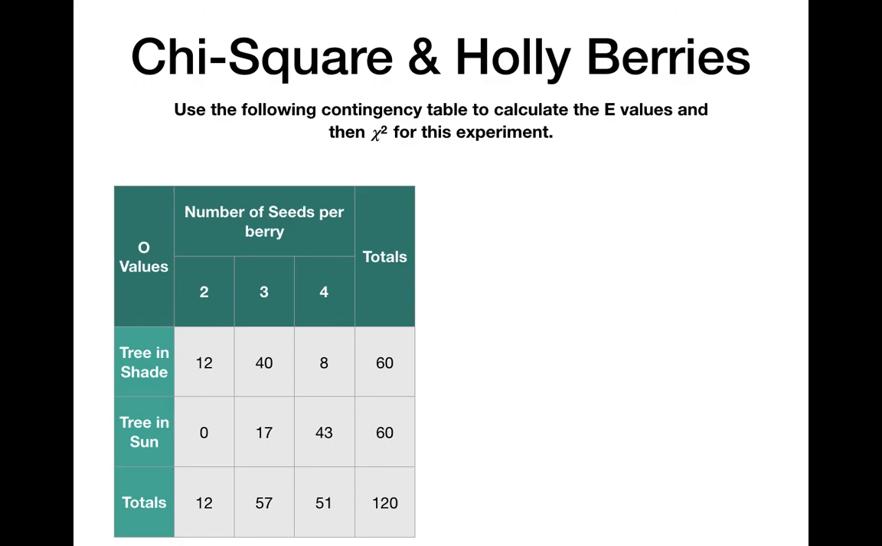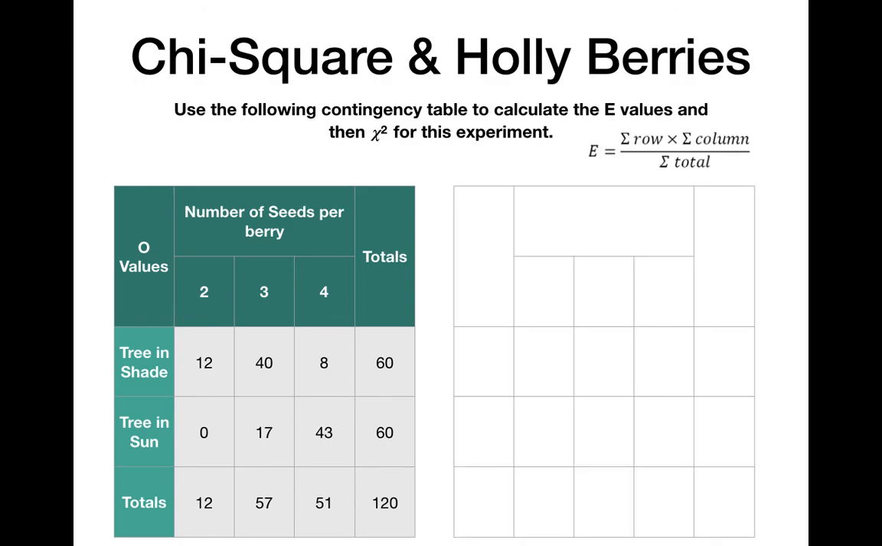So how do we do our test? Well, we make a contingency table. So here I have my observed values, which will be given to you. This is only observed values. So for the trees in the shade, the number of berries that had 2 seeds was 12, berries that had 3 seeds was 40, and berries that had 4 seeds was 8. Here's my total. For the tree in the sun, I had no berries with only 2 seeds. I had 17 berries with 3 seeds, and I had 43 berries with 4 seeds. There's my total, and I just do the sum on the bottom.